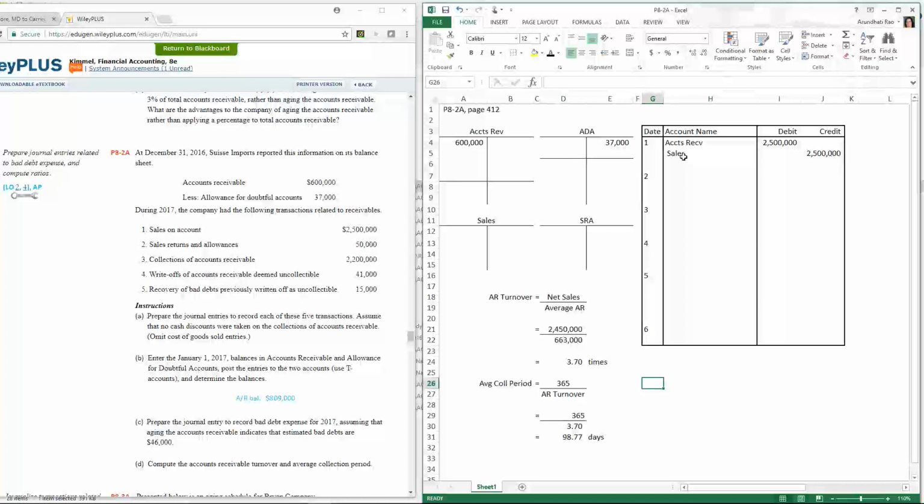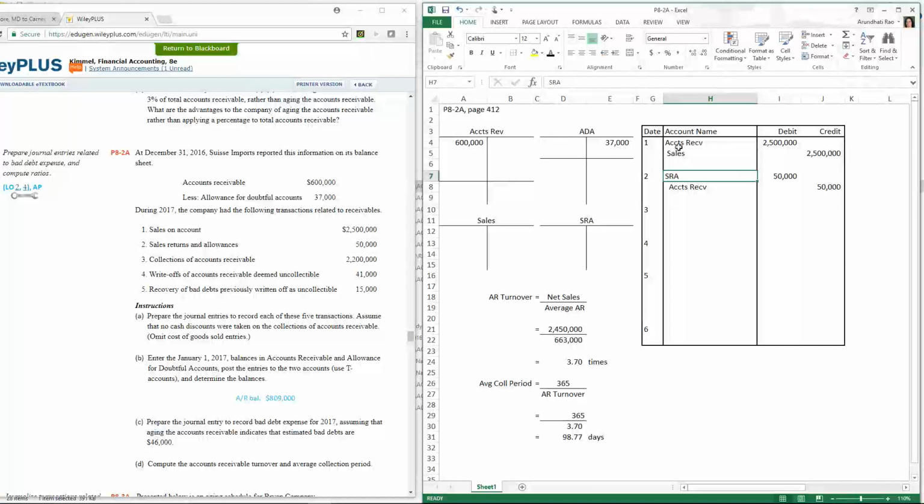We never debit sales account unless we're closing it. So we have a different account called sales return and allowance that we're going to debit. This is a contra sales or revenue account. The purpose is the same. Sales minus sales return and allowance gives you your net sales.